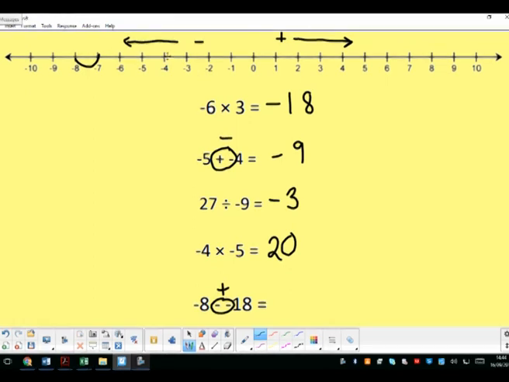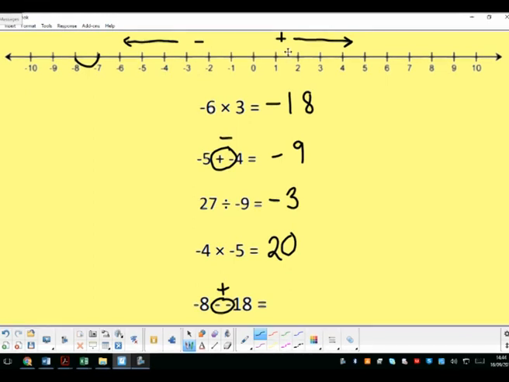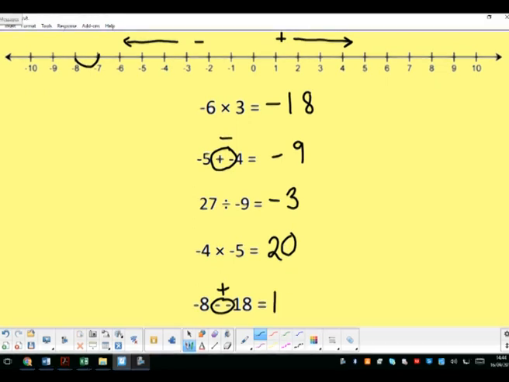2, 3, 4, 5, 6, 7, 8, 9, 10, 11, 12, 13, 14, 15, 16, 17, 18. Okay, takes us to 10.